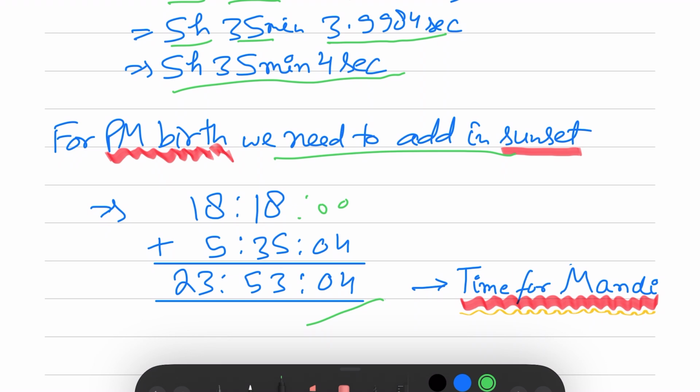In night birth we need to add it into the sunset value, and for day birth we need to add it into the sunrise value. So now let's calculate the ascendant for Mandi. Ascendant means the position for Mandi for Shri K.N Rao Sir.